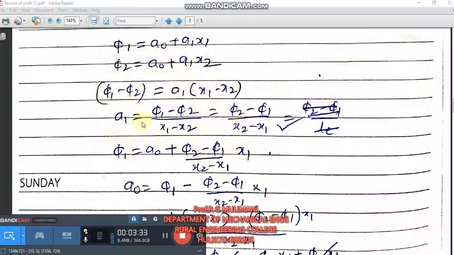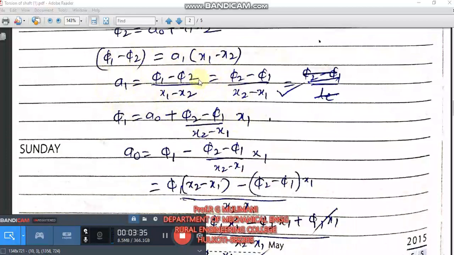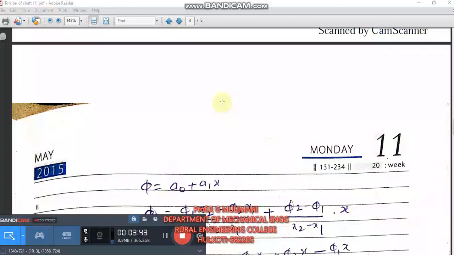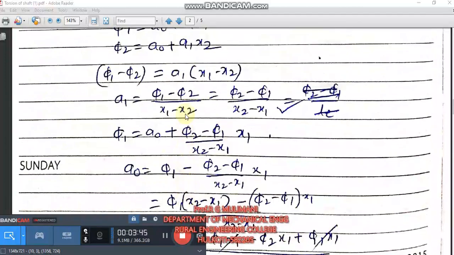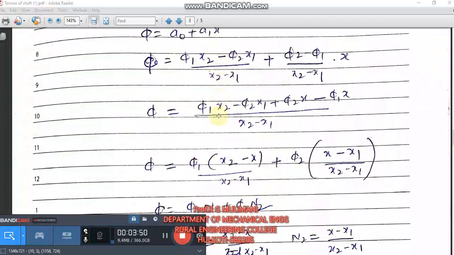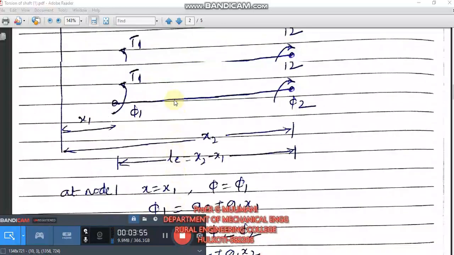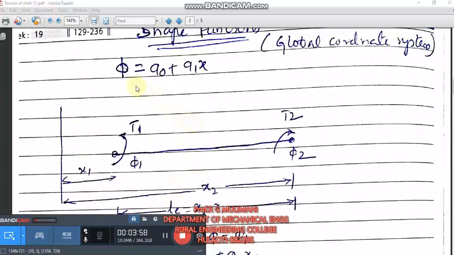It is explained here how to find a0 and a1. We have a0 equal to phi 1 x2 minus phi 2 x1 divided by x2 minus x1, and a1 is phi 2 minus phi 1 divided by x2 minus x1. Substituting the values of a0 and a1, this is the displacement equation. By applying the boundary condition at x equal to x1, you substitute x1 here and it is phi 1. This is one equation.